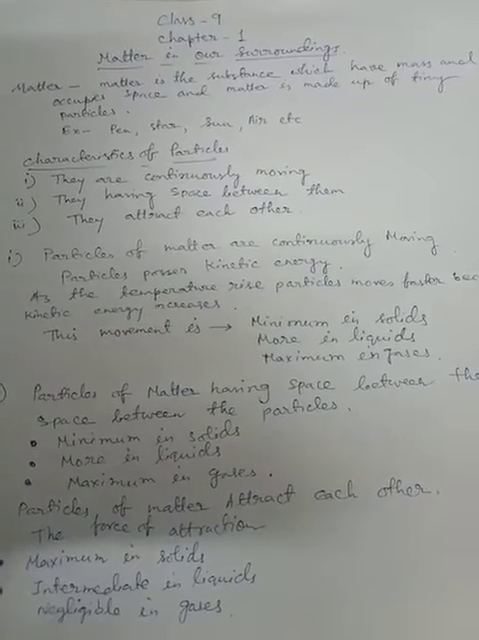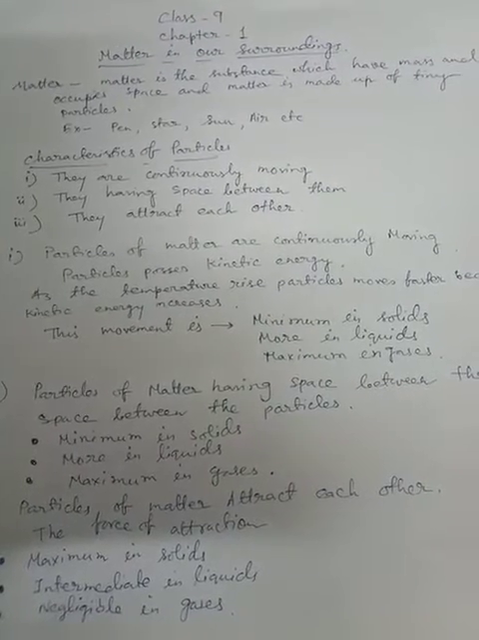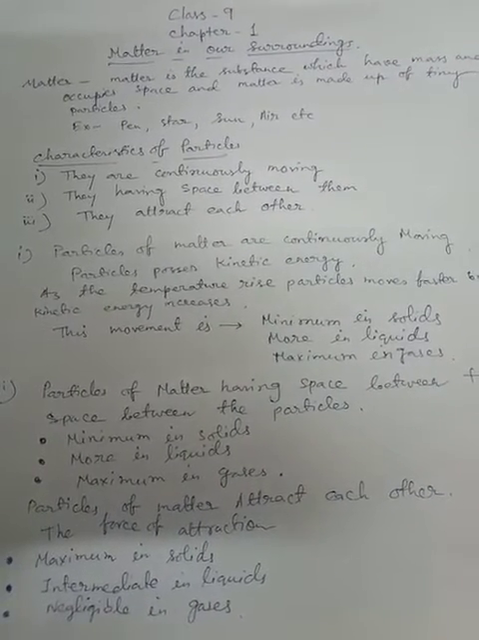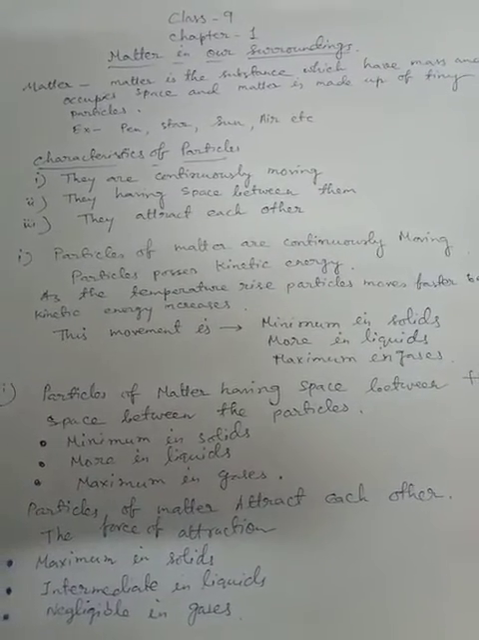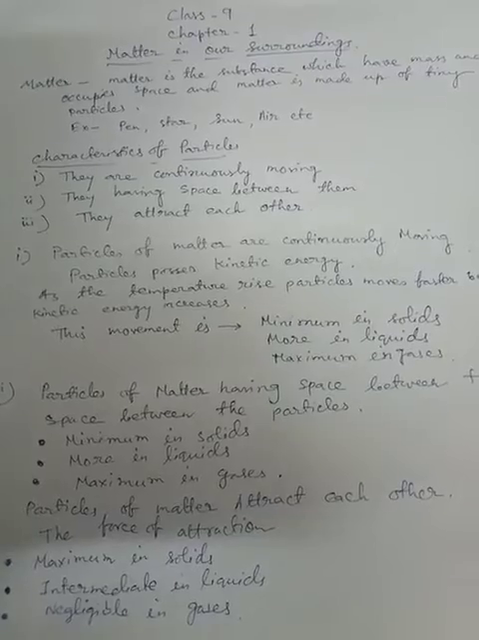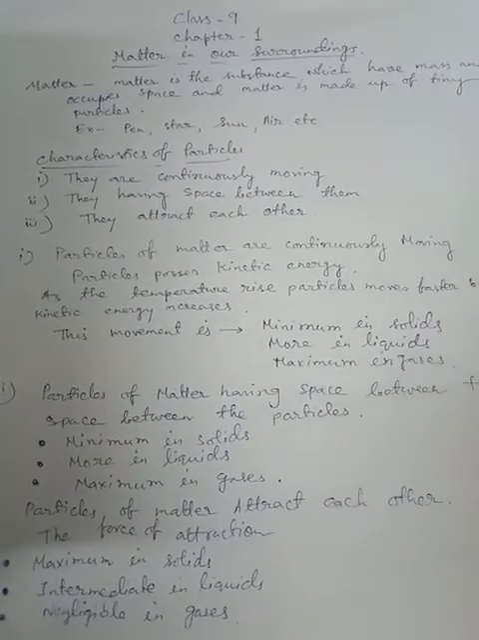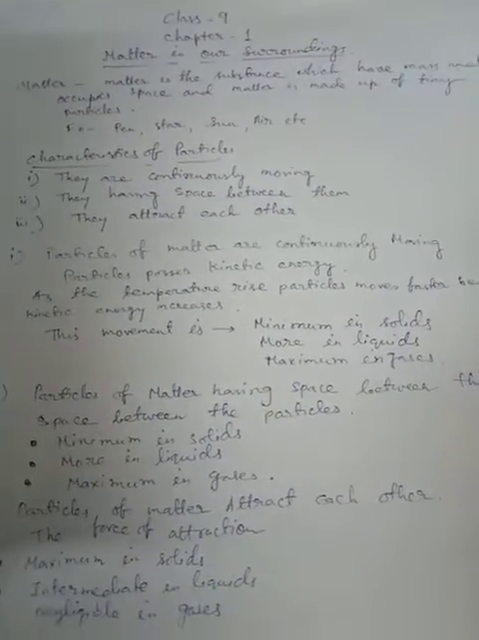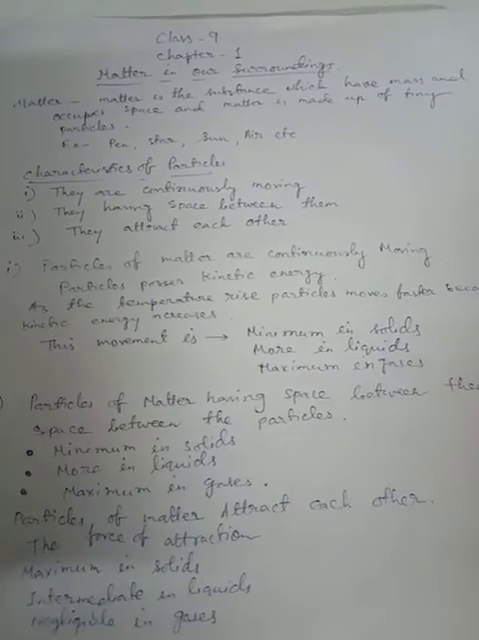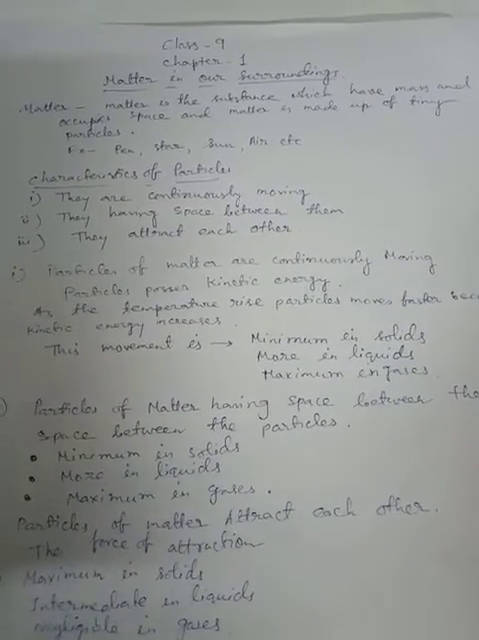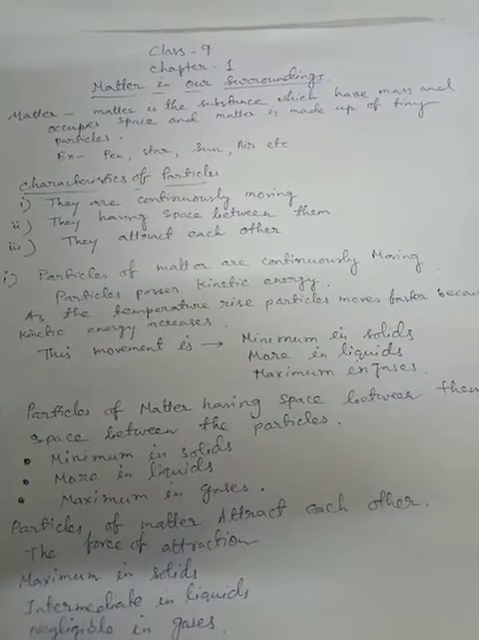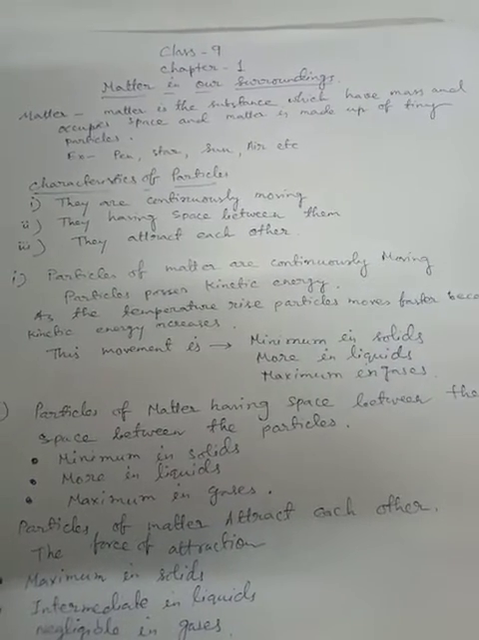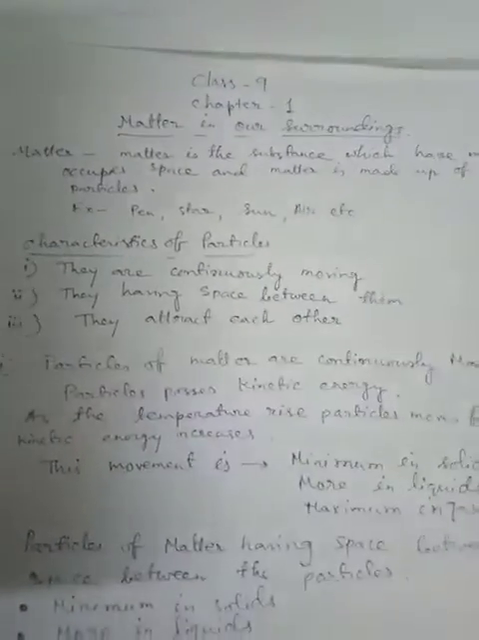So I'll start the first chapter of class 9, that is matter in our surrounding. I think you have heard the word matter. What is matter? You know the examples: pen, paper, wooden table, chairs, sun, air, water, all are matter. So what is the definition of matter? Matter is the substance which has mass and occupies space, and matter is made up of tiny particles.